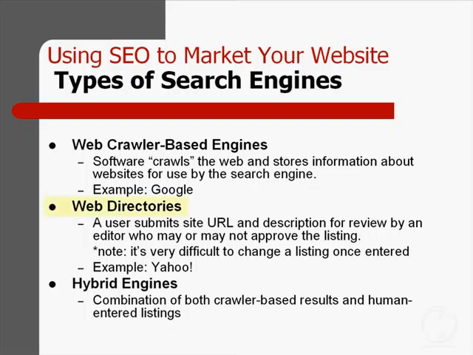Now, the next type of search engine is the web directory. Now these are a little different because a user actually fills out a form and submits their website URL, a basic description of the website, maybe even some keywords. Now once you submit that form, it sits in an inbox and waits for an editor to come along and review your submission and decide whether or not your site should be listed in the web directory, as well as where it should reside in the directory. An example of a directory search would be Yahoo.